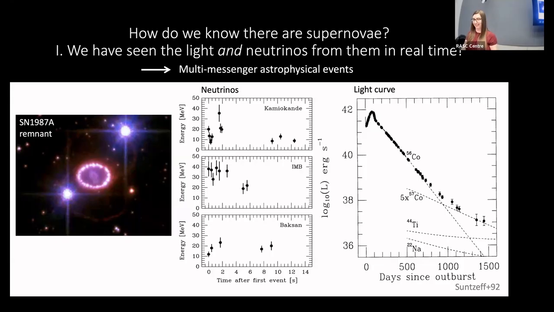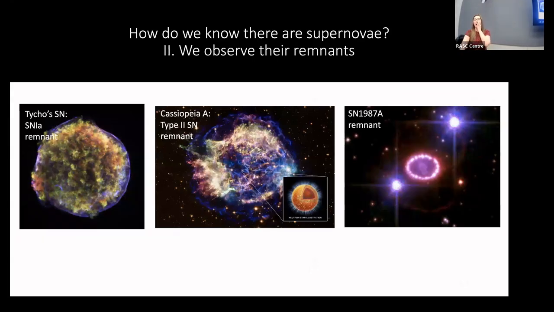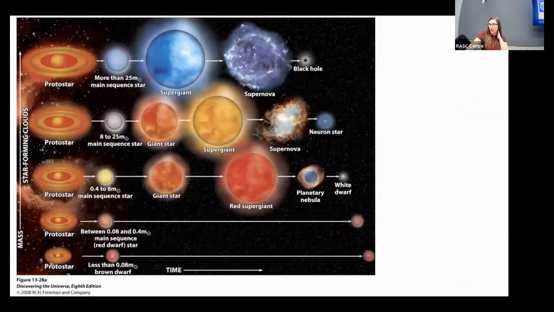Yes, exactly. So another way that we know that supernovae are a thing is that we observe their remnants. We've seen these types of explosive gases that you can see are inhomogeneous at times, and so on and so forth. So we can look at their remnants. That's another way that we know that they're supernovae.